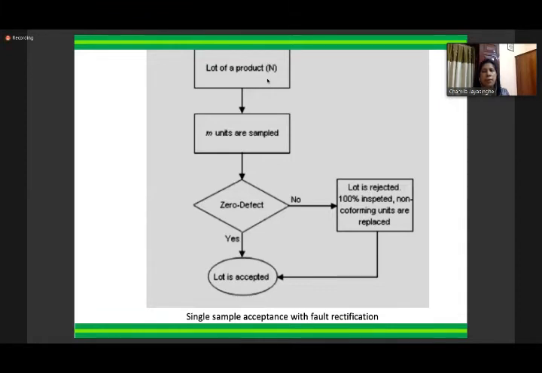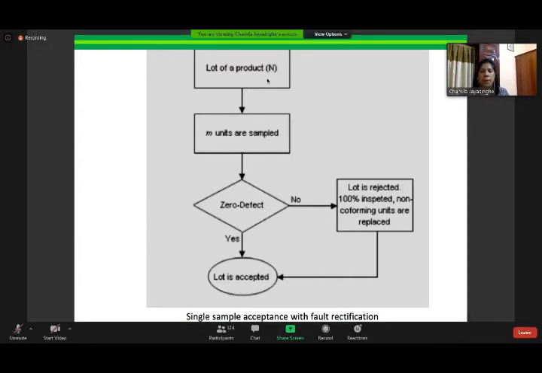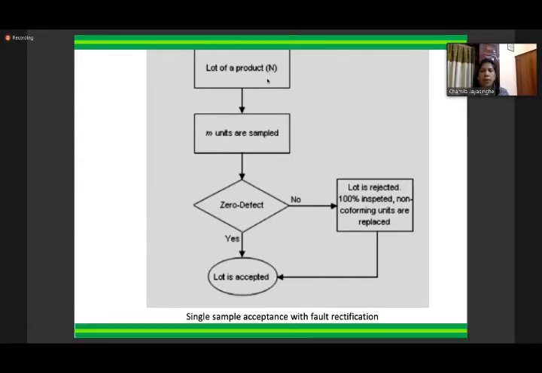That situation is okay, but later on they have to take precautions, because defects are going on. Therefore, they have to rearrange the situation of the production line so that defects do not occur, and take precautions to prevent this defecting situation, right? So this is the single sampling acceptance with fault rectification. It is not so difficult.